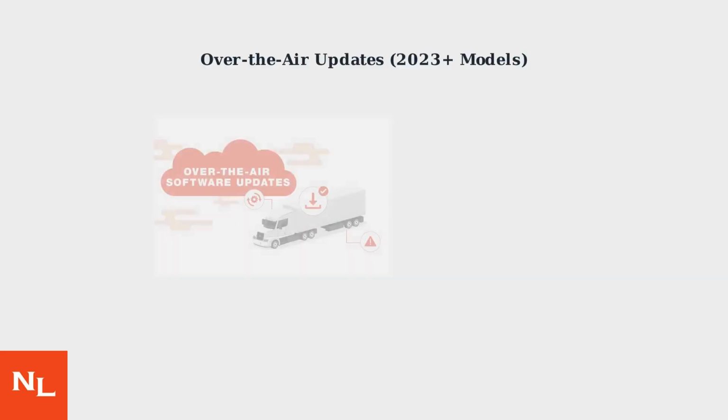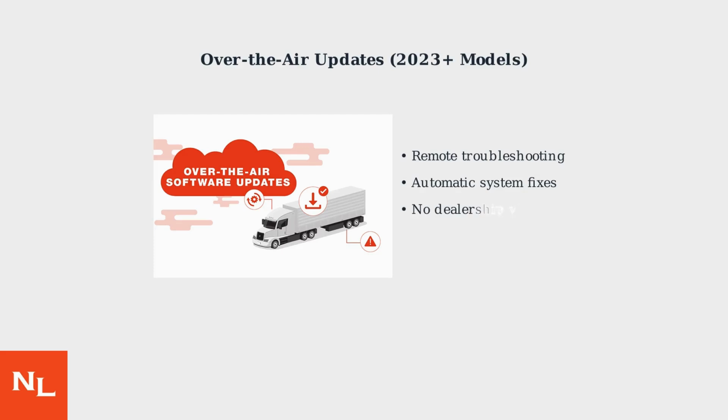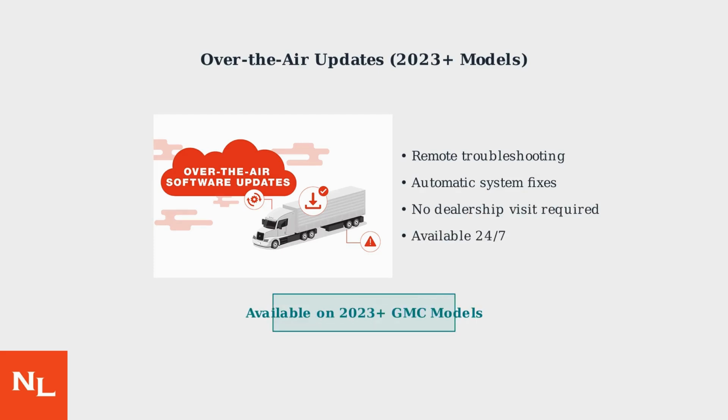Newer GMC models from 2023 and beyond also support over-the-air updates, which allow for remote troubleshooting and system fixes without requiring a visit to the dealership. This technology can often resolve issues automatically.